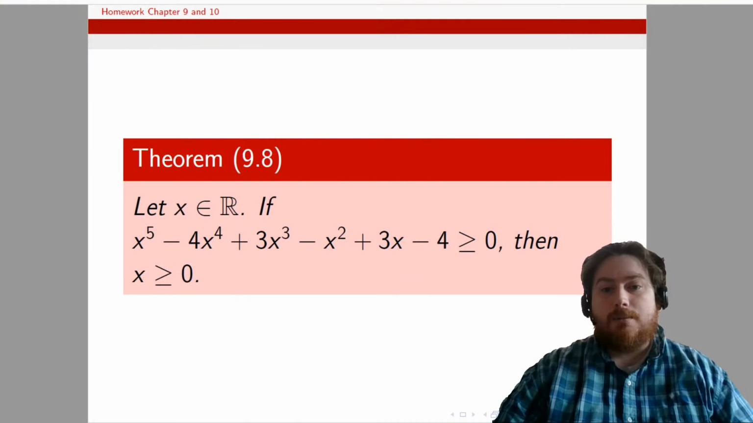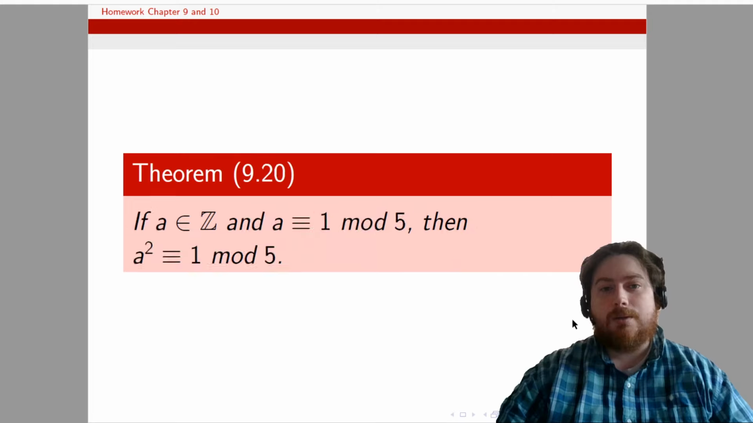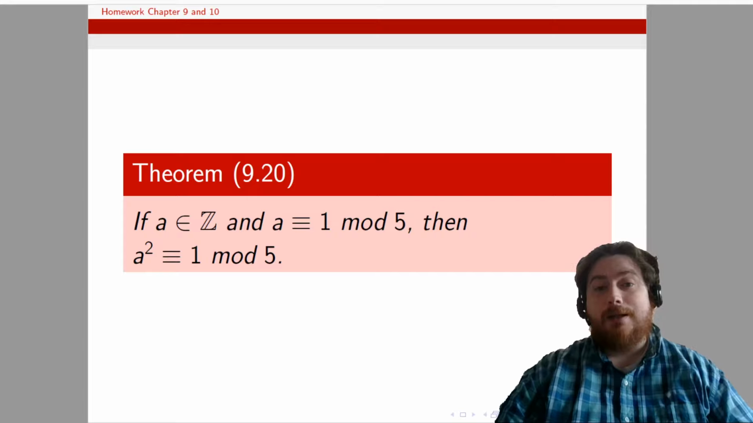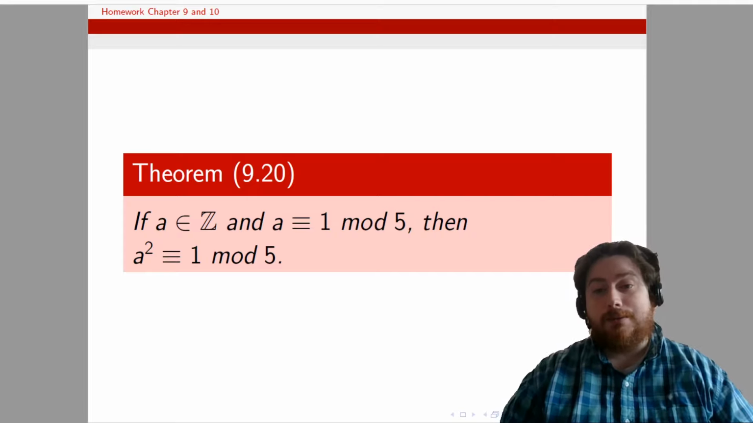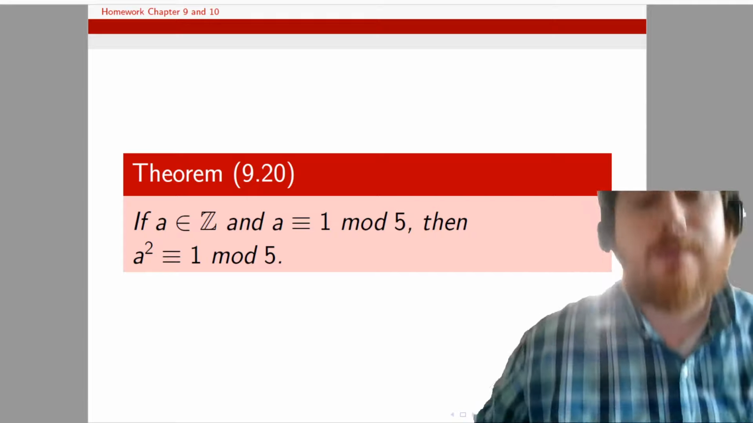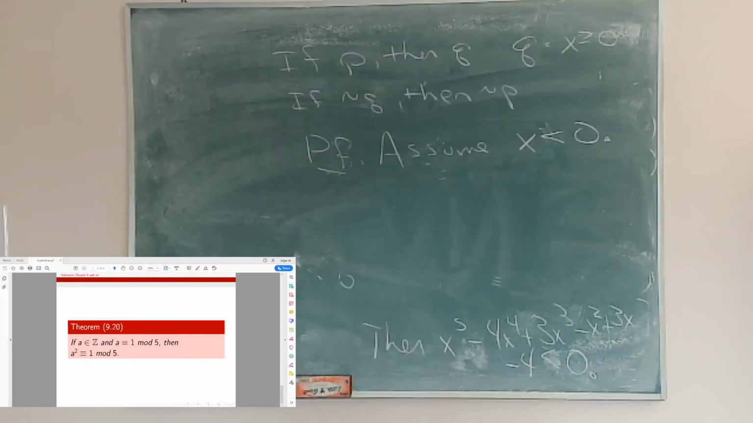So that was number 8. The other one I had a question on was number 20. So we'll look at that one. And what we have here is, suppose that a is an integer. If a is congruent to 1 mod 5, then a squared is congruent to 1 mod 5. All right, we'll go to the board for this one.